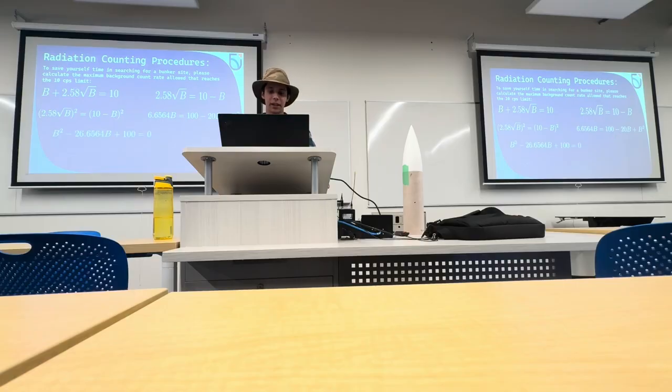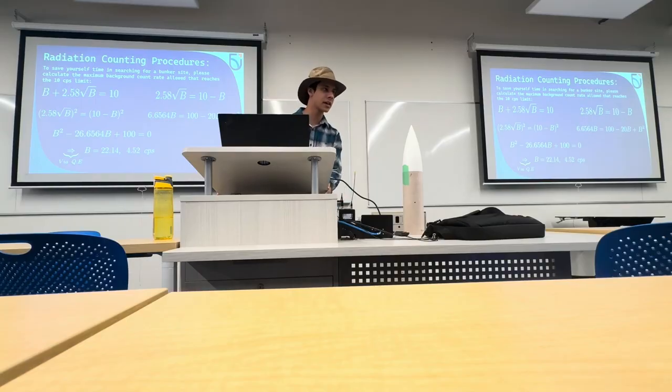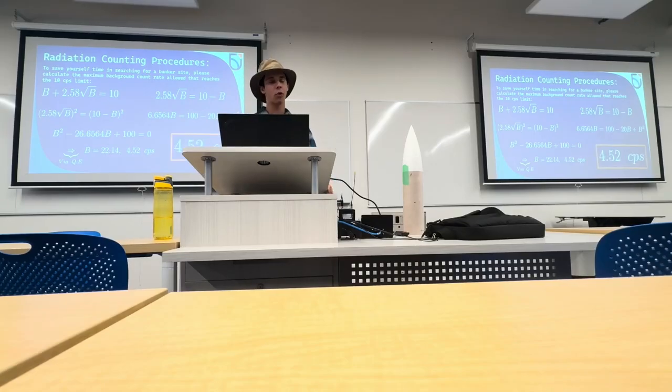You get this quadratic. Through the quadratic equation, you get 2 roots, 22.14 counts per second. Does that make sense? No, that doesn't make sense at all. But 4.52 counts per second, that's slightly under 5, and we knew 5 was kind of near the limit. So yeah, 4.52 counts per second is your target count rate. So happy searching.